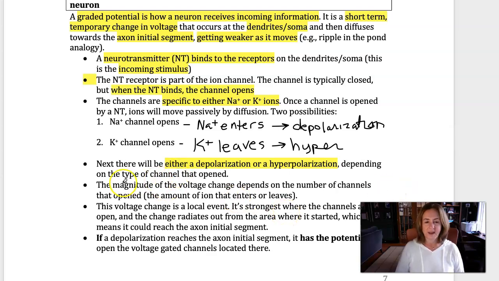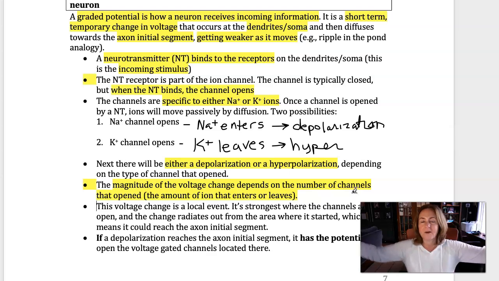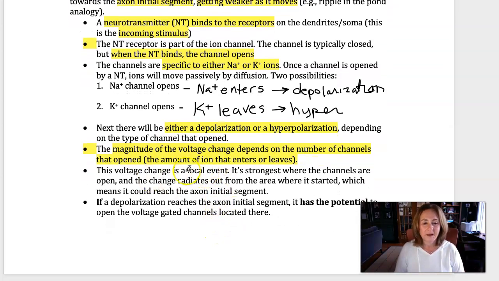But we know that the magnitude of that voltage change is going to depend on the number of channels that open. So did a lot of sodium come in? Did a medium amount come in? Did a small amount of sodium come in? To use my rock in the pond analogy, did we drop a boulder into the pond where you're going to have huge ripples that radiate out far away from there? Or did I drop a pebble into the pond where that's going to dissipate right away? So that's what is meant by a local event.